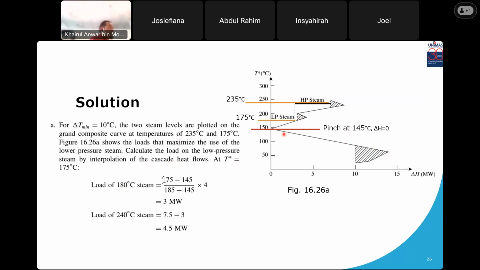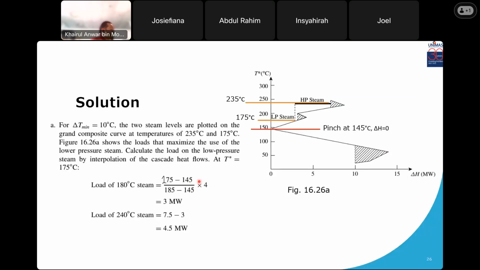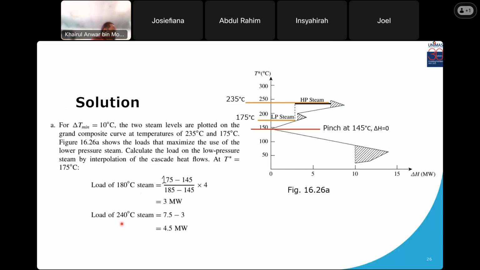So for load at 180, we don't have the data, what we can do is interpolation here based on the pinch. Why do you choose the pinch? Because its data has zero. So 175 minus 155 over 155 gets 3 megawatt. A load at 240 based on this temperature, approximation at the temperature of 240 and 180. So you have calculated for 180 the load. You mean the load on the two steam levels. But for 240 it is 7.5 minus 3, which is 4.5 megawatt.